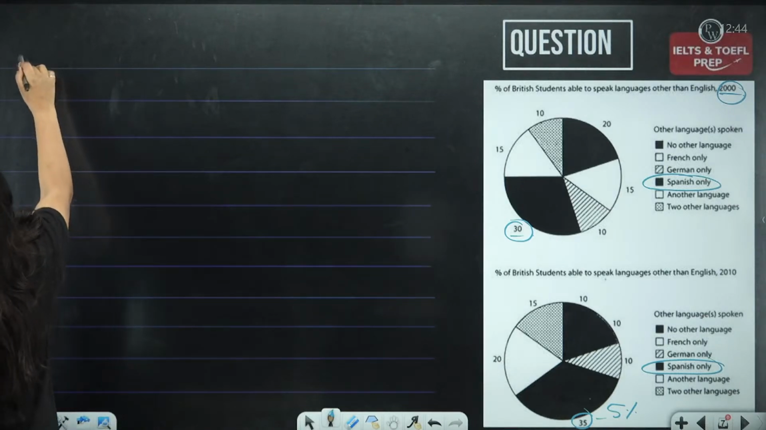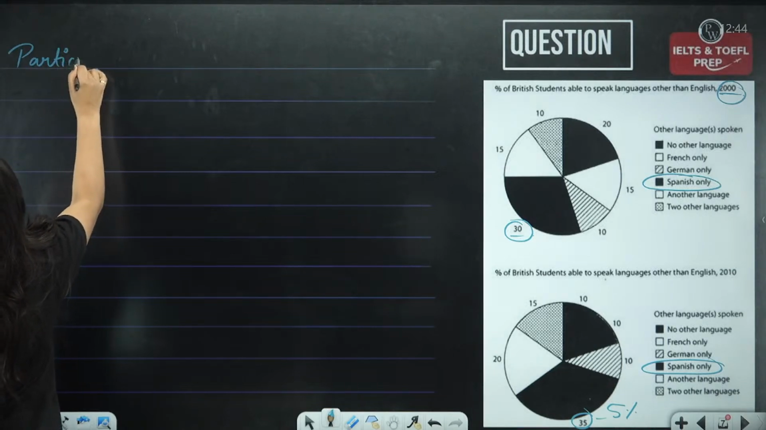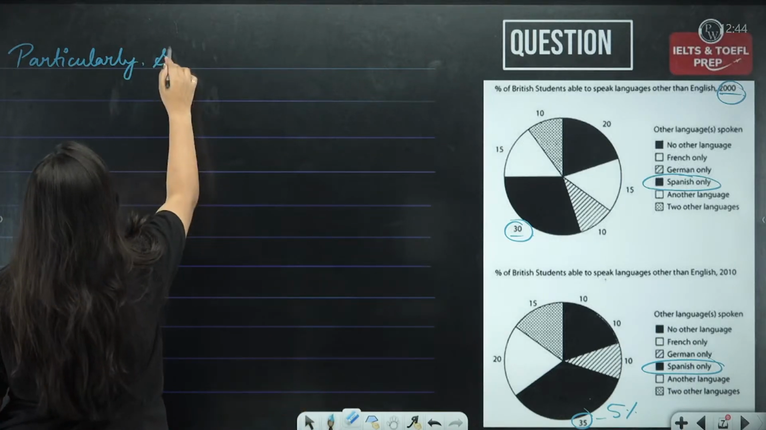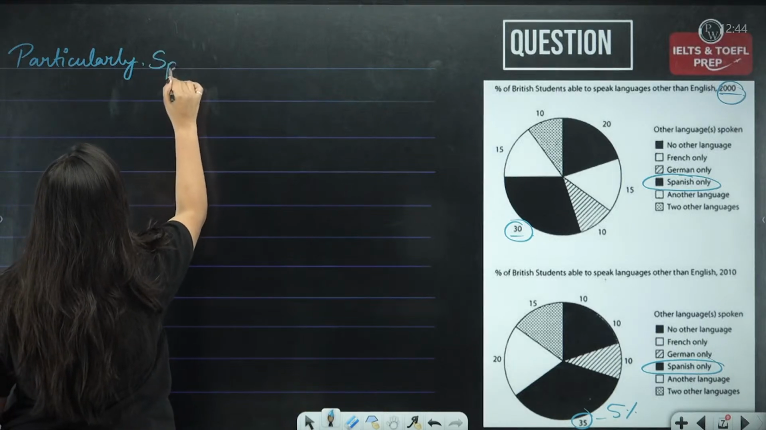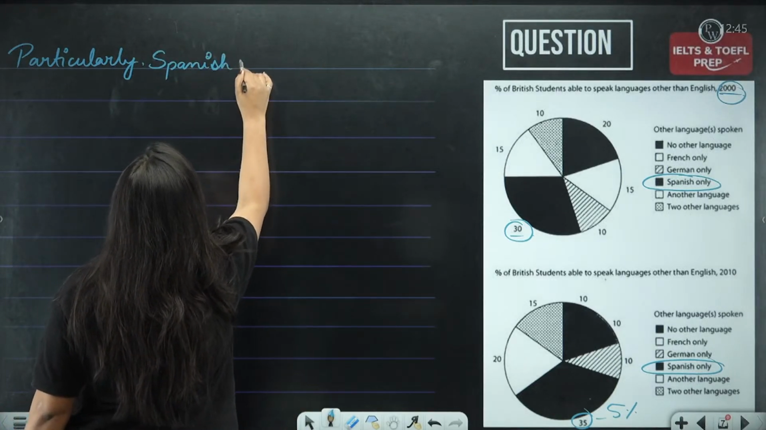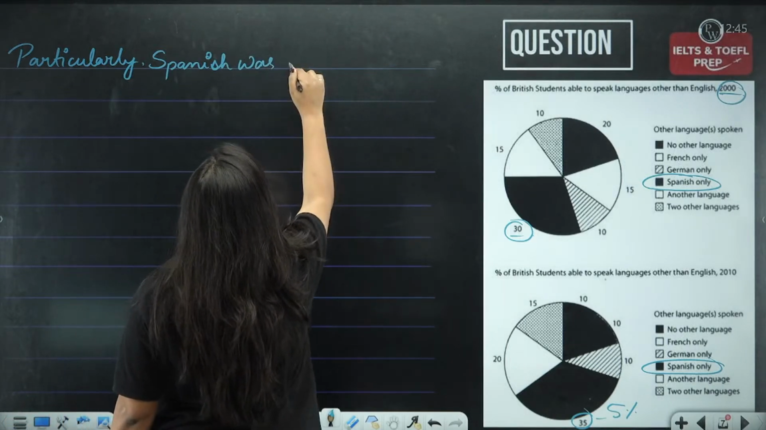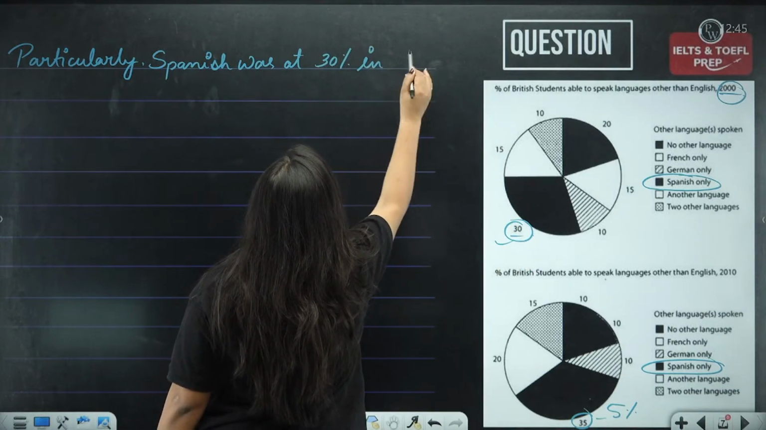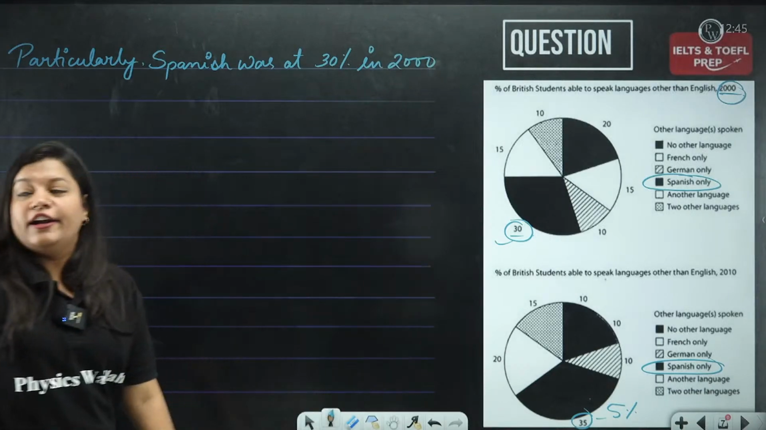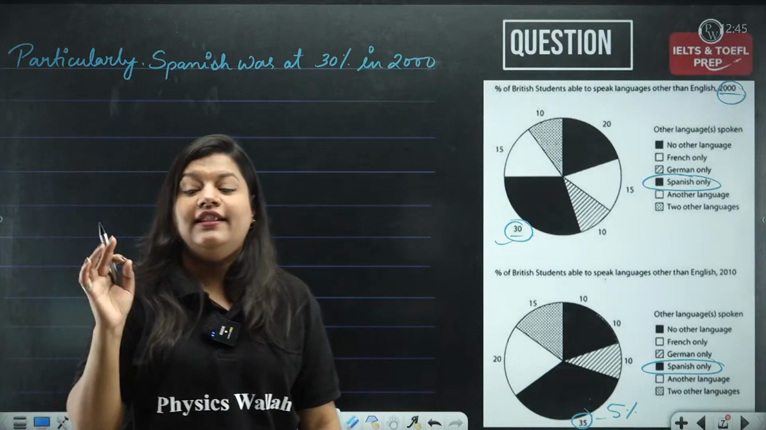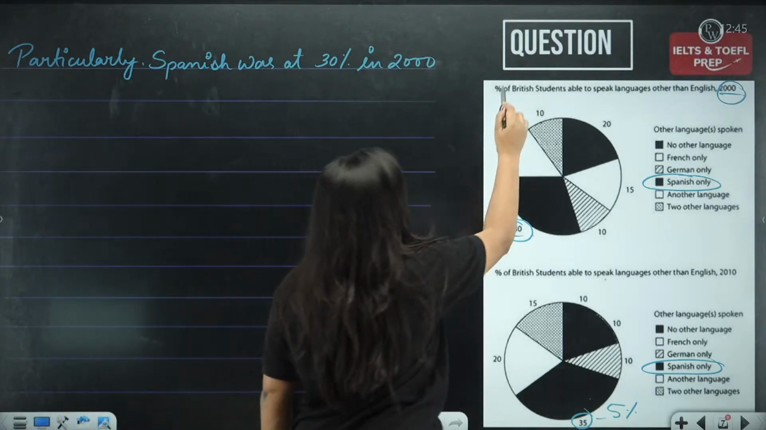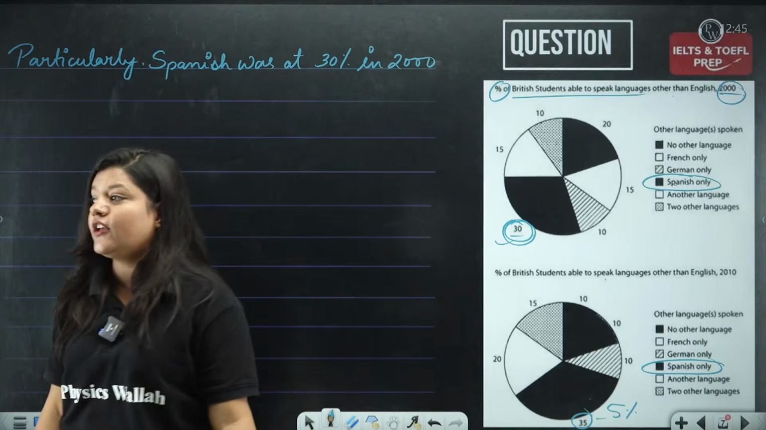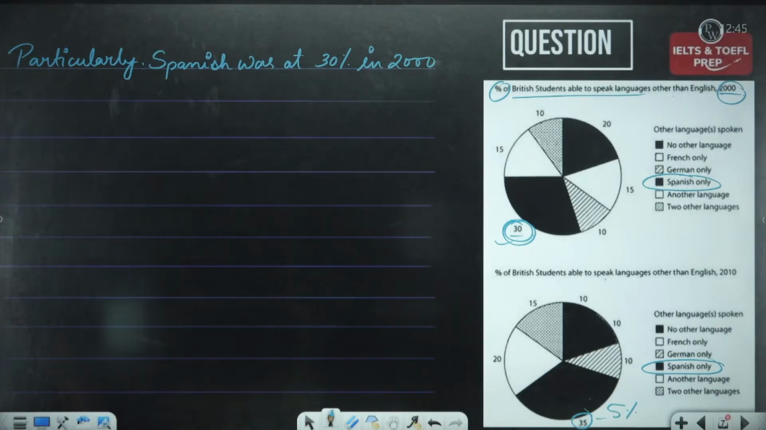Now, what did I do? I just mentioned each and every information that was there in the diagram 1. क्या था? सबसे पहले हमारे पास परसेंटेज हमने लगा दिया. ठीक है, percentage of British students able to speak languages. तो यहाँ पे क्या था, हमारे पास स्पेनिश था 30% पे, हमने इसको 30% लिख दिया. कौन से ईयर में था? It was in the year 2000. Got it? क्लियर है? सारी चीजें मैंने लिख दी.